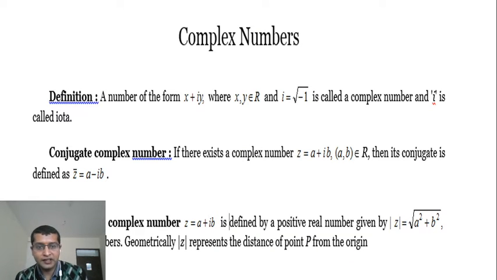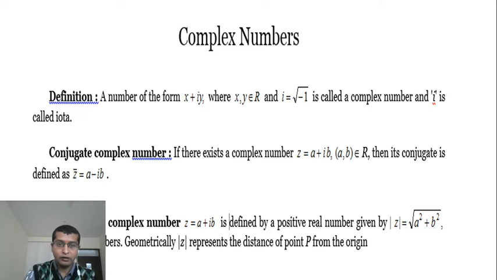Today we discuss another topic. It is called complex number. So I hope you already have studied the complex number. Once again we will go through basic definitions and then we will go to multiple choice questions. So first we will define what is meant by a complex number.